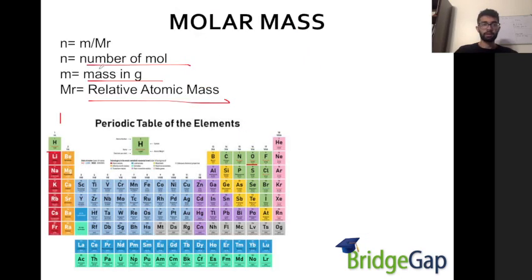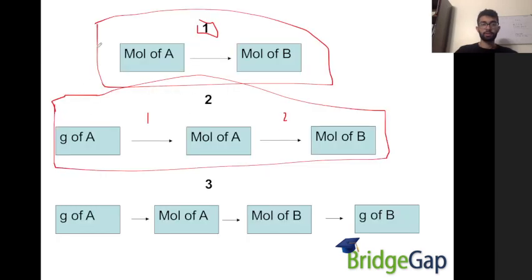Going back, this is the equation. If we have grams, which is M, we can just multiply by MR, right? N times MR to give us the grams. And so that's how we convert grams into moles.